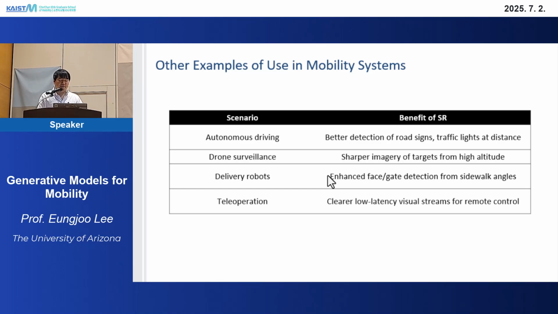And this super resolution technique can be adopted or applied in mobility systems as well. So if you are using this technique for autonomous driving, you can have a better resolution so that you can recognize license plates in a better way. And also if you are using UAV images like drone surveillance, you have a high quality of images so that you can recognize targets in an easy manner.